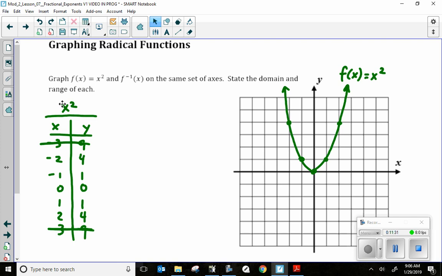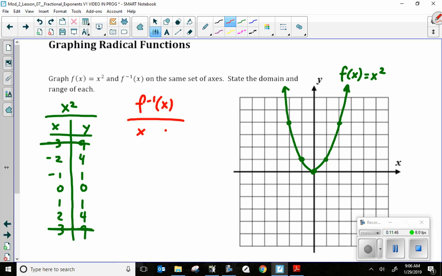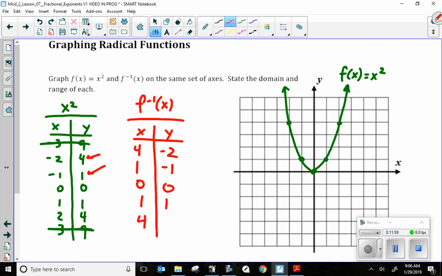Okay, now the inverse. There were two ways we could do the inverse. The first one is if I have a table, I just flip my x and y's. So if I'm going to do f -1 of x, I literally flip my x and y. So I've got 4, -2 because I'm flipping this set. Then I got 1, -1 because I'm flipping this set. Zero, 0, 1, 1, 4, 2.